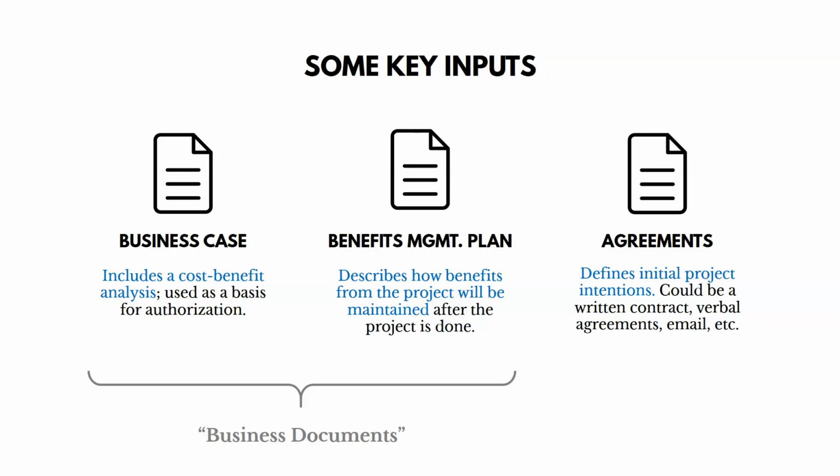Obviously, we want those benefits to last. If we're going to spend money on this project and we expect sustaining benefits, we want to make sure that those last and that we monitor those. So those 2 documents are what we call business documents. And there could be other agreements which define the initial project intentions. They could be written, verbal, in an email or whatever.